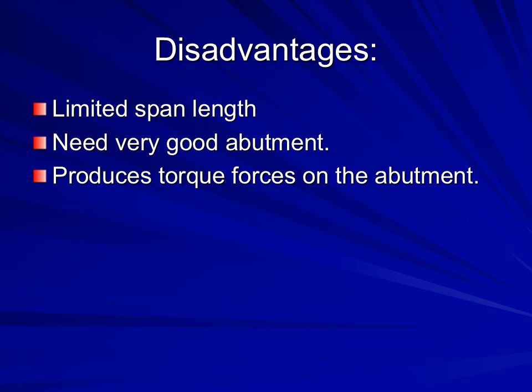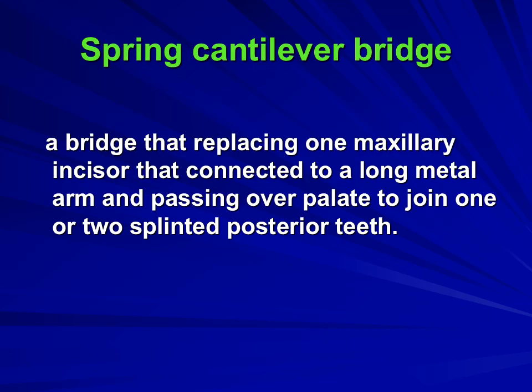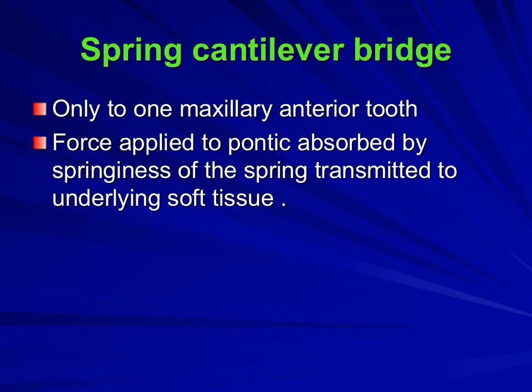Disadvantages: limited span length, need very good abutment, produces torque force on the abutment, and leads to vertical bone loss around the abutment. Spring cantilever bridge, a bridge replacing one maxillary incisor that is connected to a long metal arm passing over the palate to join one or two splinted posterior teeth. Spring cantilever bridge is only for one maxillary anterior tooth. Force applied to the pontic is absorbed by the springiness of the spring and transmitted to the underlying soft tissue.